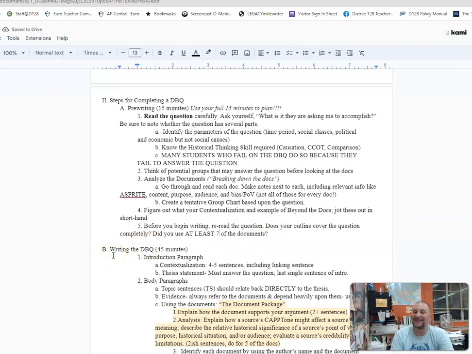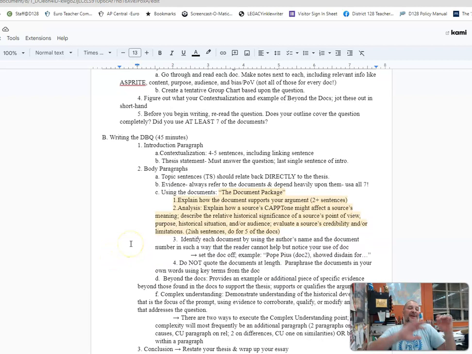Now, writing the DBQ. This is the biggest and one of the toughest parts, 45 minutes of writing. First, you're going to do the introduction. The bulk of your introduction is your contextualization. It's 4 to 5 sentences, including your linking sentence, starting broad and coming in. The last sentence should be your thesis statement. It doesn't have to be a single sentence, but it really can be and should be most of the time. So you're writing contextualization, thesis statement. Boom, done with intro.